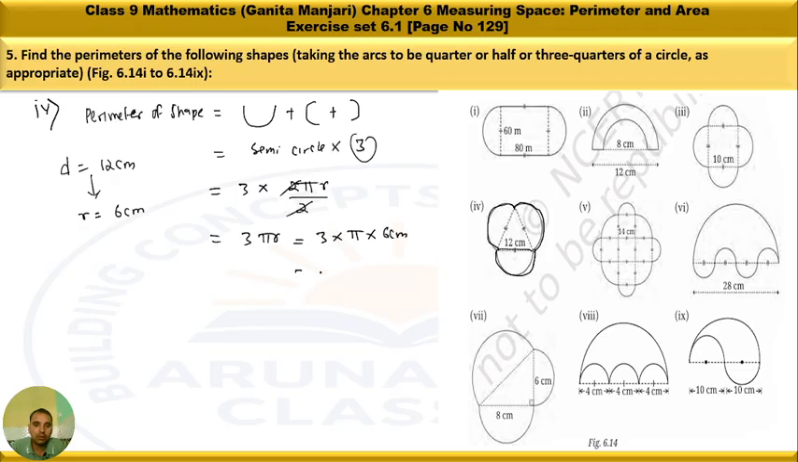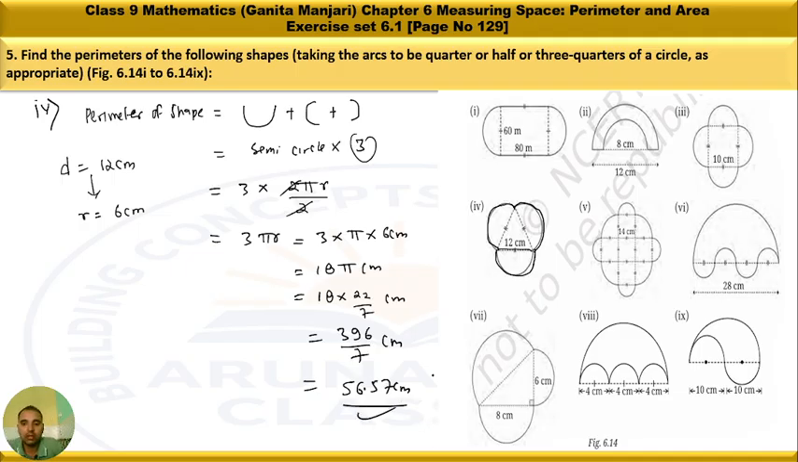3 sixes are 18. Now it is 18 pi centimeter. 18 is multiplied with pi. Pi is 22 upon 7 centimeter. Now 18 multiplied with pi, that is 22 upon 7, we will get 396 upon 7 centimeter. And if I divide 396 by 7, I will have 56.57 centimeter. So I hope that everyone is able to understand the logic of how to find the perimeter of the given shapes. So this is how we have come across part 4 of this question.